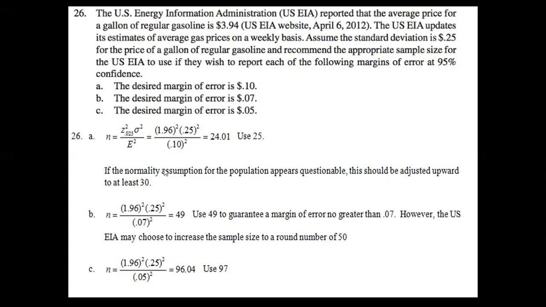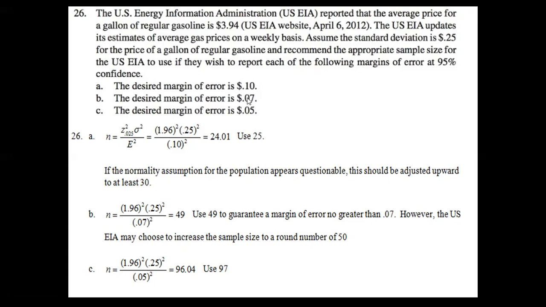Now, one thing to note is when you have a number less than 30, if you don't have a normal set of data, if something appears questionable, they might actually round this up to 30, so it has that required number of 30 for normality.